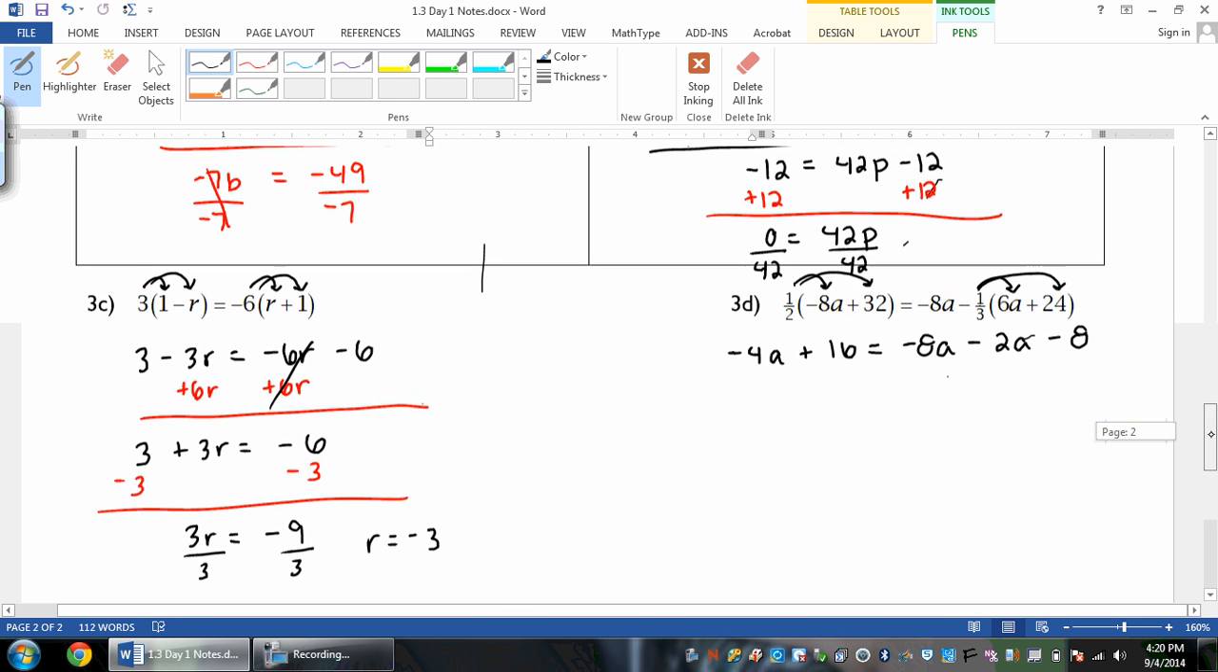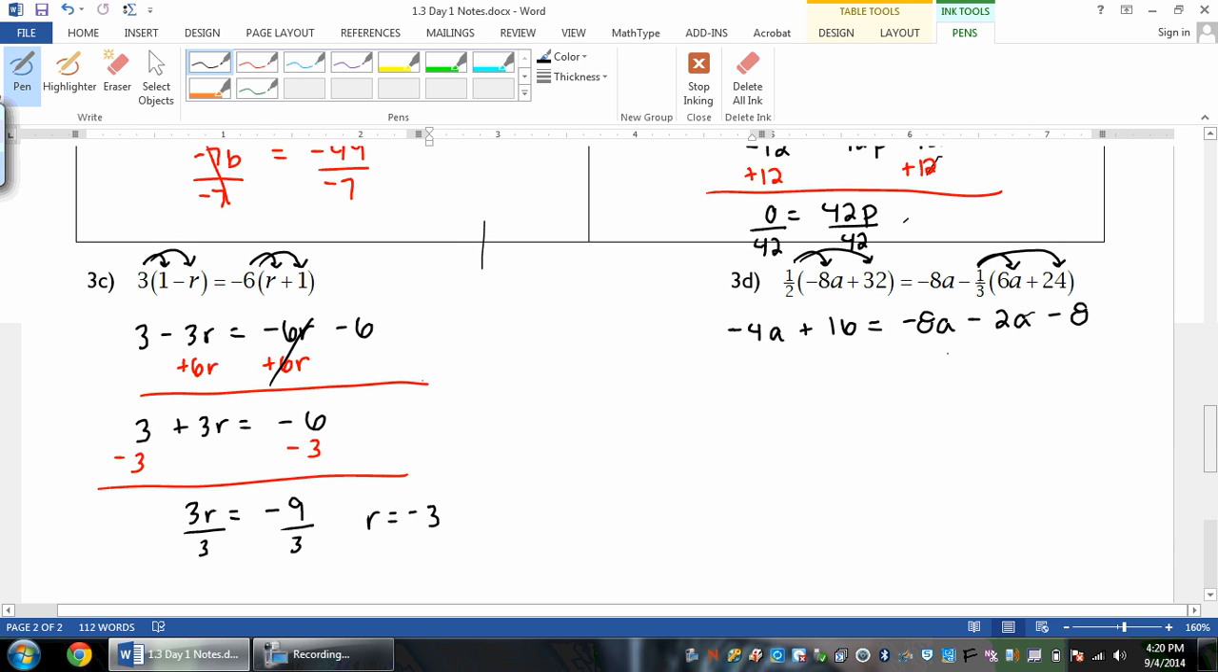Okay. Now, I'm not going to collect the variables just yet because if you notice, I can combine like terms. Your goal is to simplify before you start collecting your variables. I'm going to drop down what's on the left.